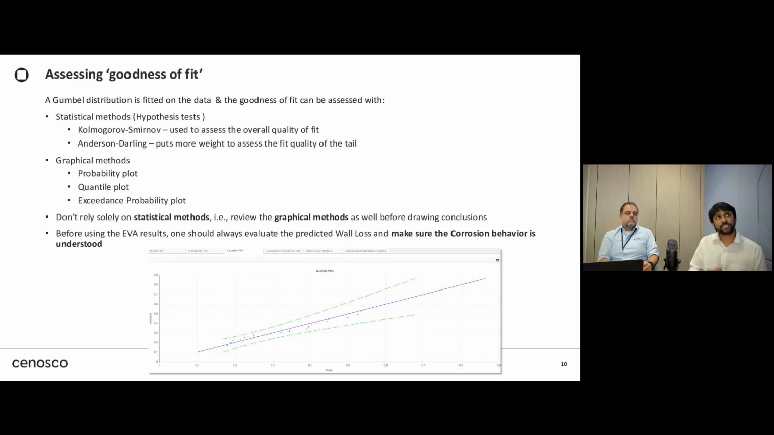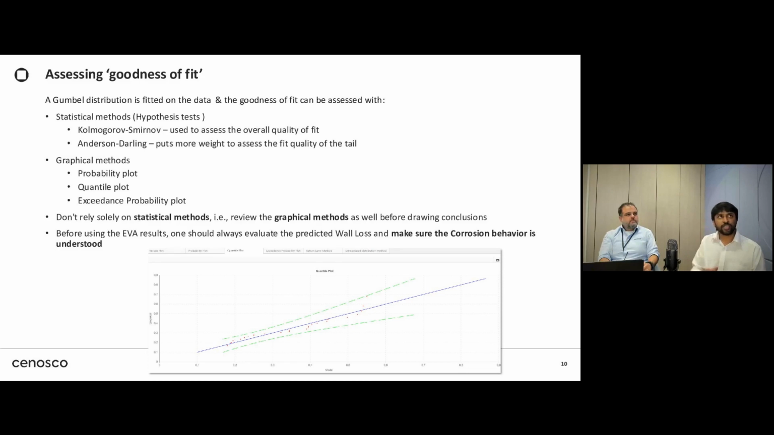And in order to perform this assessment, there are a number of statistical methods available, such as Kolmogorov-Smirnov and Anderson-Darling. These typically assess the quality of the fit and ensure that the data we have received fits the distribution quite effectively.